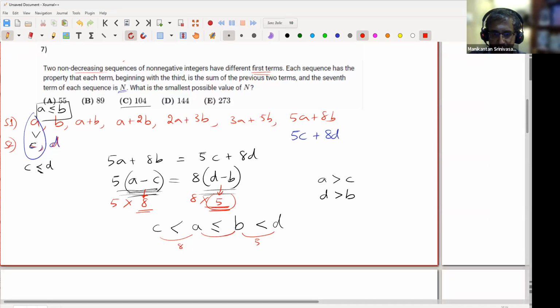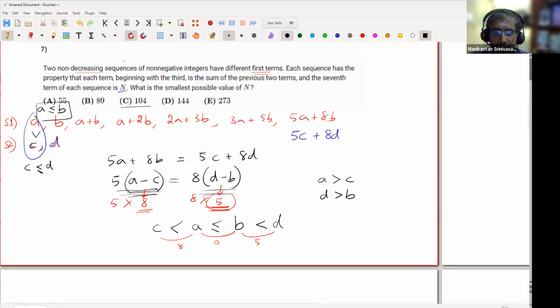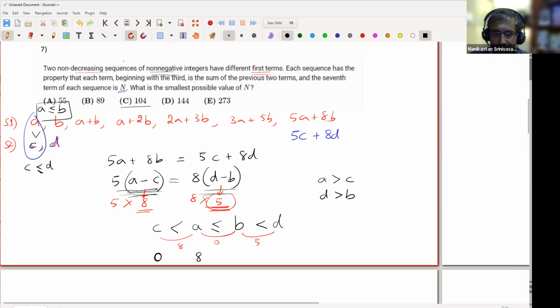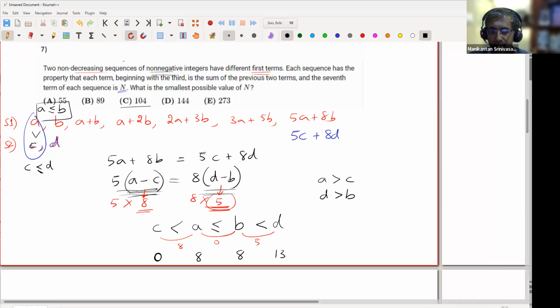And we can minimize this other gap to be as small as possible. We can keep this gap as 0 because A is less than or equal to B. So let's start with the smallest possible non-negative integers. Non-negative means 0 is included, right? So I can assign 0 for C, and then after a gap of 8, A can be 8, B can be 8, and after a gap of 5, D can be 13. So this combination will work. Hopefully it'll work. We can just check.